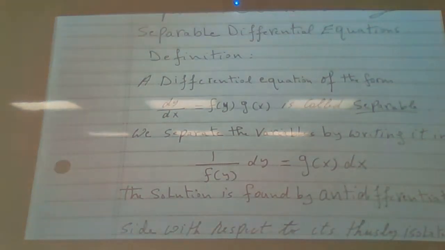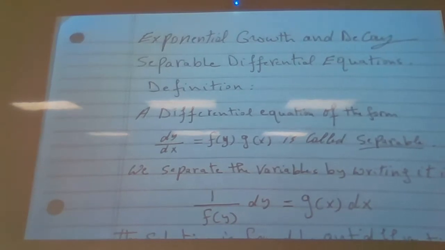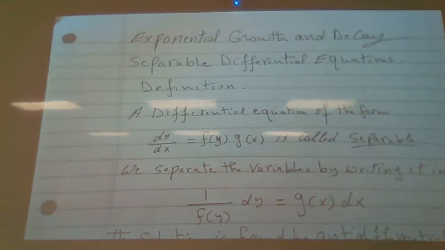All right, for this section, we're talking about exponential growth and decay, separable differential equation. And the definition says a differential equation of the form dy over dx is equal to f of y times g of x is called separable.